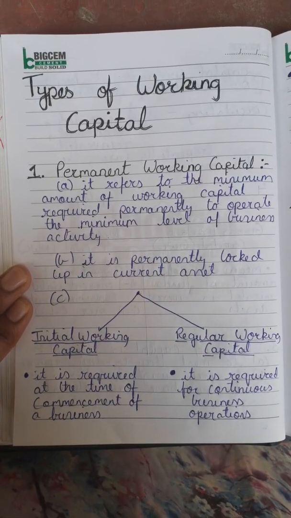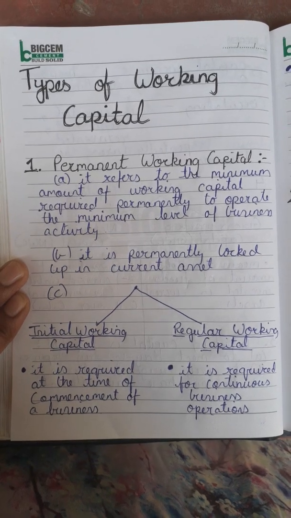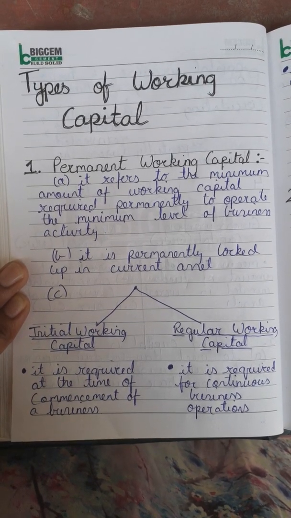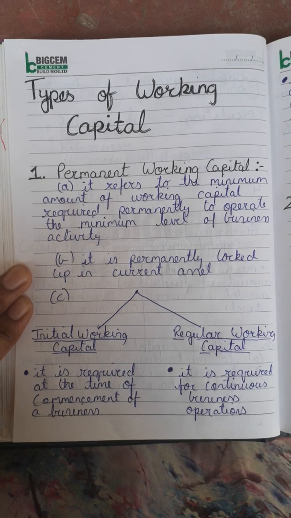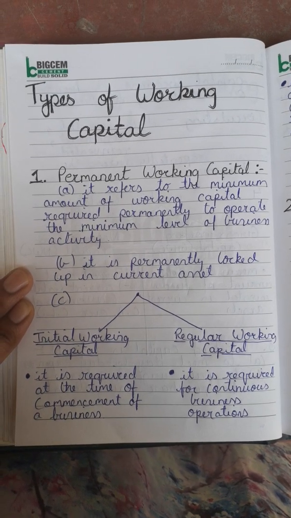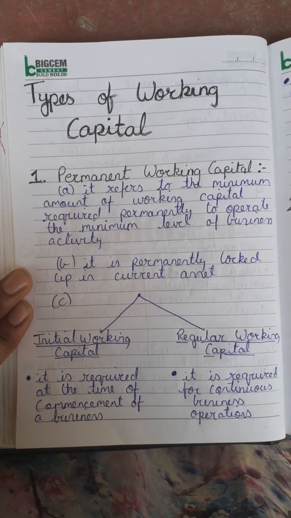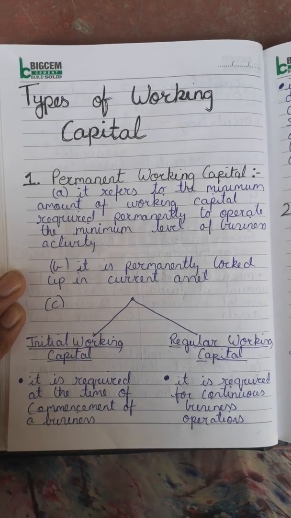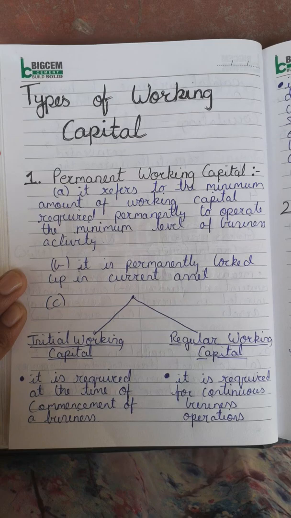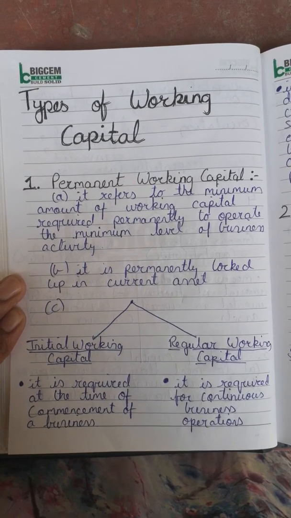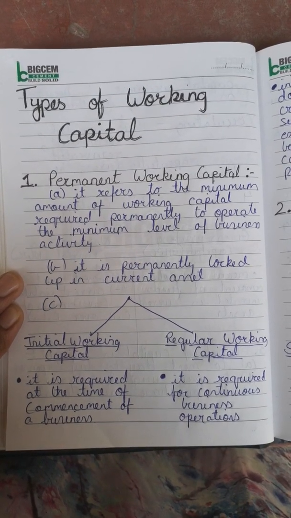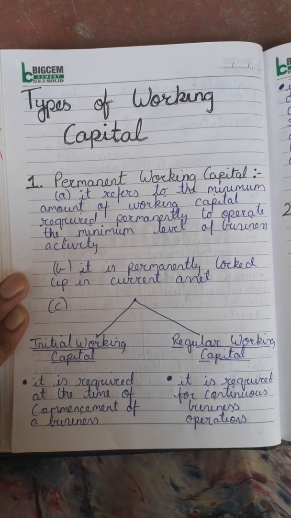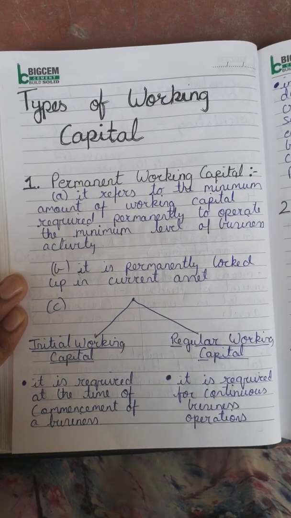Working capital is of two types: permanent working capital and temporary working capital. Permanent working capital refers to the capital which is required permanently to operate the minimum level of business activity. Permanent working capital is further divided into initial working capital and regular working capital.